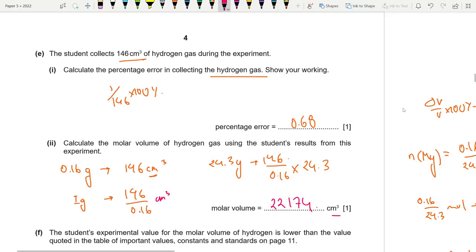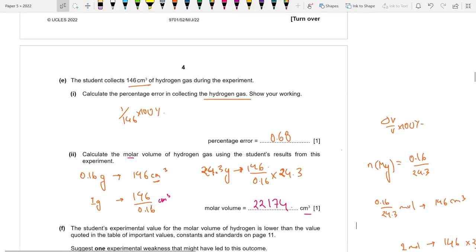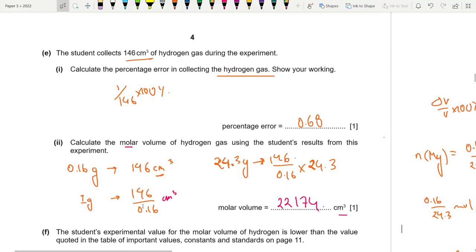But what about 1 mole of magnesium? Magnesium has an Ar of 24.3. So 1 mole of magnesium, or 24.3 grams of magnesium, will actually give us a volume of 146 divided by 0.16 times 24.3. So this gives us an answer of 22,174. Okay, this is basically the unitary method. See if you guys understand the math.